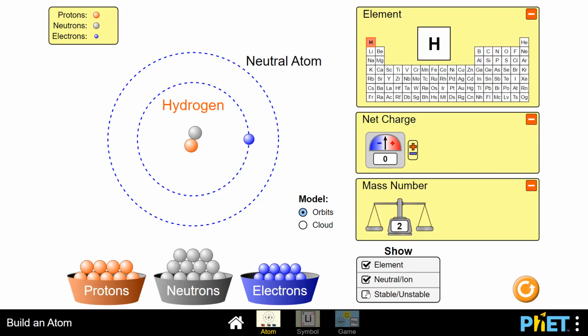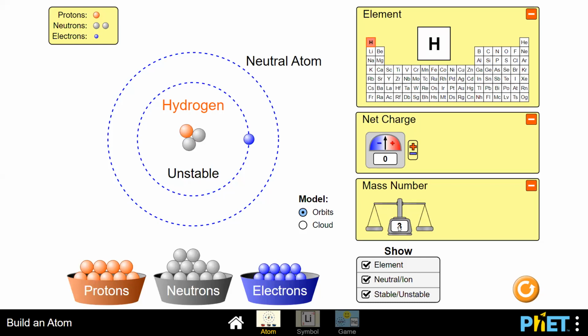Let's check the stability. We have one proton, one neutron. It's stable, right? So there's a 1-to-1 ratio here. This would be a stable nucleus. However, if we put 2 neutrons, then the nucleus becomes unstable. All right, because we have too many neutrons now for the one proton. So this isotope of hydrogen is unstable.